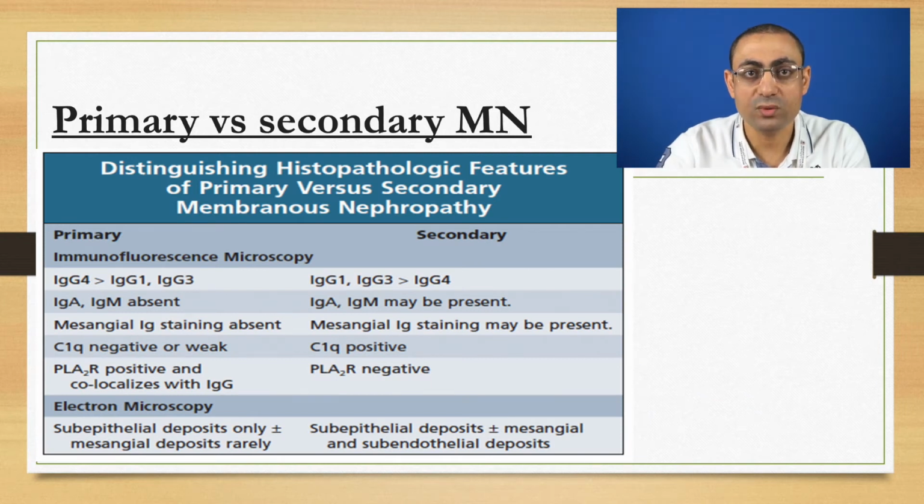in histopathological features between primary and secondary membranous nephropathy. Primary membranous nephropathy has IgG subclass IgG4, with absence of other immunoglobulins; IgA and IgM are usually absent. C1q is negative and PLA2R antibody is positive. But secondary membranous nephropathy has IgG1 and IgG3 more dominant, and other immunoglobulins like IgA and IgM present. C1q is positive, especially in lupus nephritis, and PLA2R is negative. By electron microscopy, primary membranous nephropathy has subepithelial deposits, but secondary membranous nephropathy has subepithelial, mesangial, and subendothelial deposits.